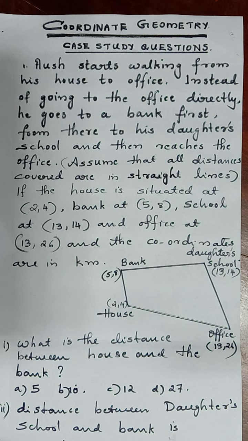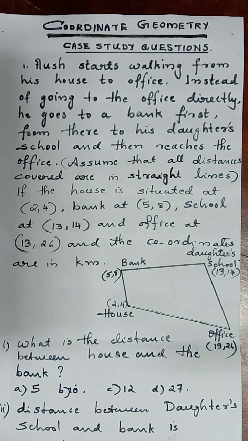Good morning, children. Today, let us discuss coordinate geometry, two case study questions. First question: Ayush starts walking from his house to office. Instead of going to the office directly, he goes to a bank first, from there to his daughter's school, and then reaches the office. Assume that all distances covered are in straight lines.